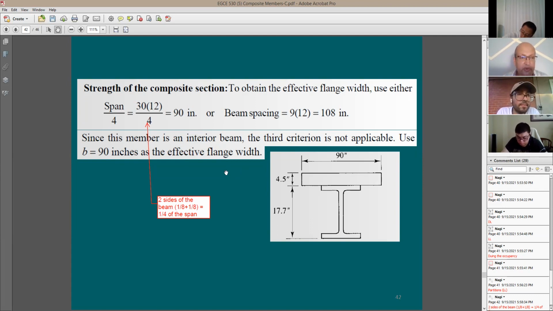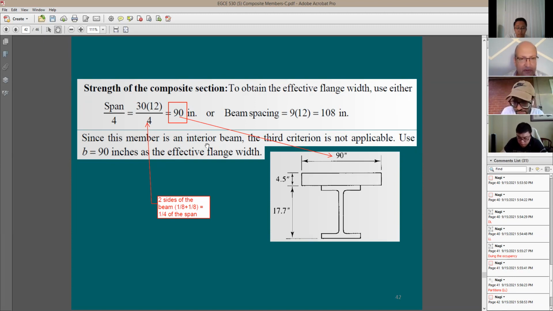How about the tributary width? I'm going to say tributary width, it says here 9 feet. It's going to be 108 inches. Now which one controls? I'm going to say this one is going to be controlling. This is going to be the effective width that I need to use in my analysis. Exactly what we have done. Right, so we're going to be using 90 inches.